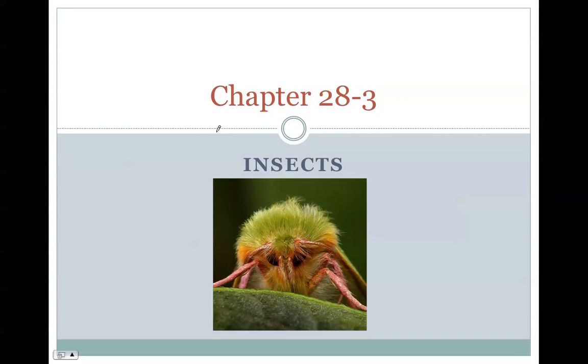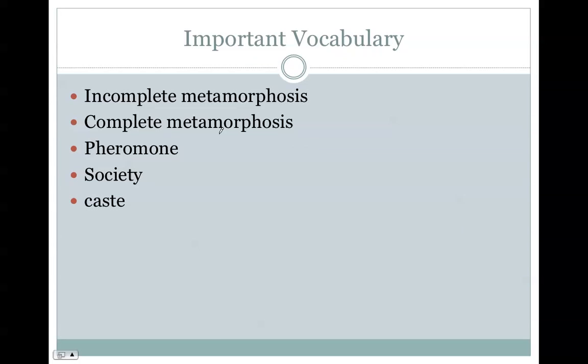Welcome back. This is chapter 28, section 3, and this is a class of arthropods we're going to go through in this section called Insecta. And so this is all our insects, and this is the largest group of animals, single group of animals, and it comprises 73% or more of all the animal species on Earth.